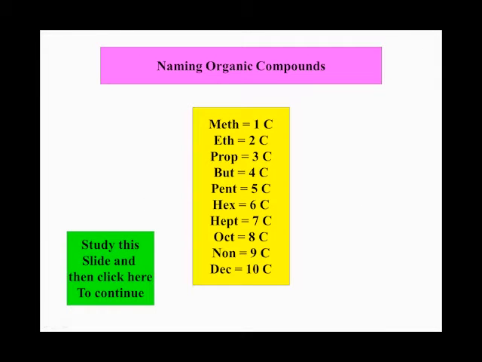Naming organic compounds. Organic compounds are named based on the length of the main chain. A 1-carbon chain, which I guess is not really a chain, would be identified by the prefix meth. 2 carbons eth, 3 carbons prop, 4 carbons but, all the way down to 10 carbons, which of course would be dec.